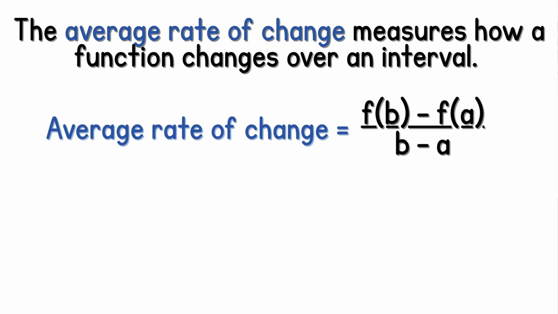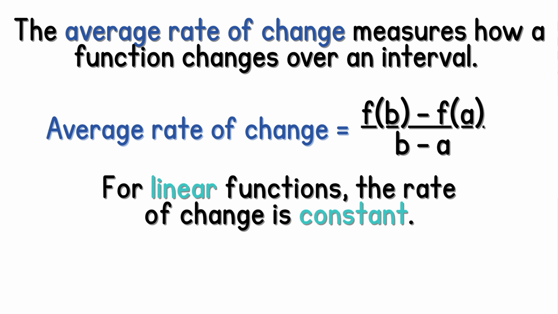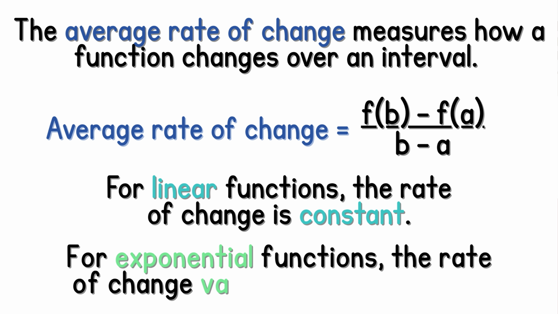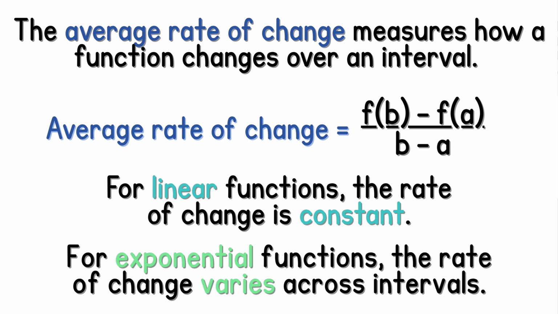To find the average rate of change of points A and B, we'll start by subtracting the outputs and then divide that by subtracting the inputs. For linear functions, the rate of change is constant. But for exponential functions, the rate of change varies across intervals. So let's look at an example.